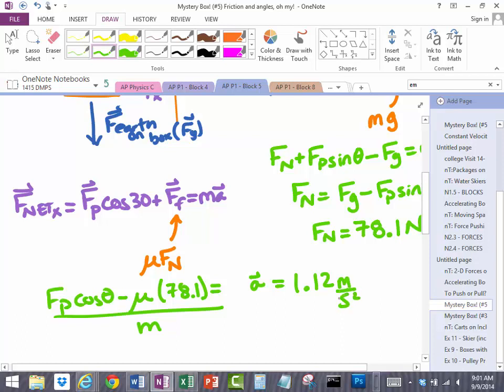No, mu will always be positive, because it's the ratio of two of the forces. And those forces, the magnitude, so that will be positive. And as long as you put your negatives and positives in, you don't need to think about it.